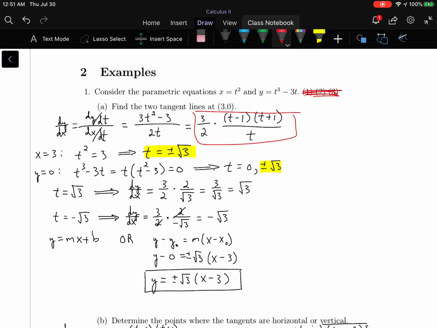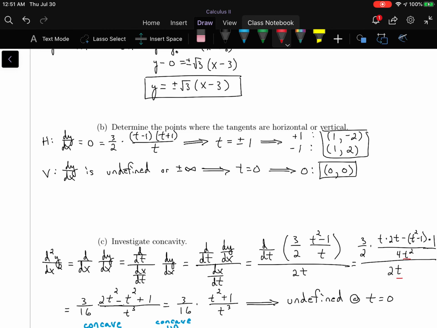And then we need to actually find the equations of the tangent lines, and you could either use y equals mx plus b form, or the point slope formula, which I have written next, y minus the y coordinate equals m times x minus the x coordinate. And so that's the version that I went with. So y0 is 0, x0 is 3, and the slope is plus or minus root 3. And so when you plug in, you get the black box, which are your two equations for tangent lines at the point (3, 0).